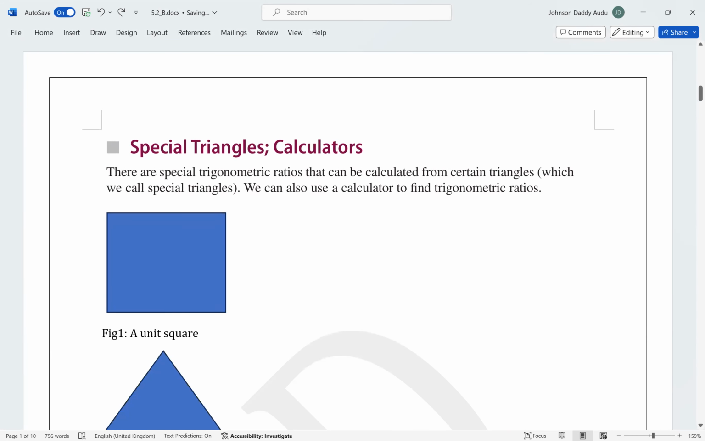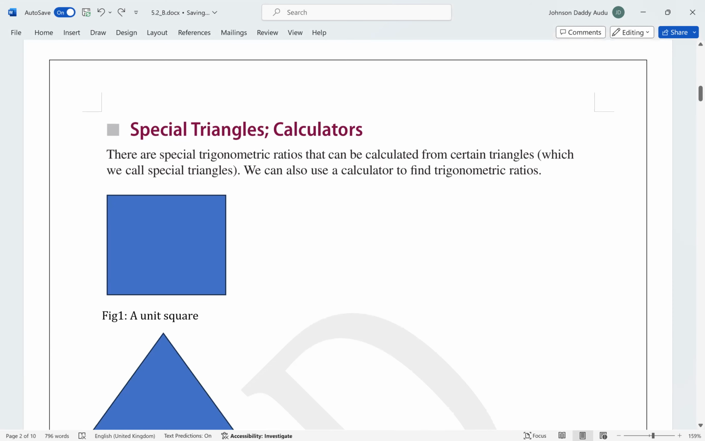So here we are looking at special triangles. The goal here is to find the trig ratios of some special acute angles. So let's start with this one. This is a unit square. A unit square simply means a square where every side is 1. So this is 1 unit, 1 unit. It could be in centimeters or any other measurement.